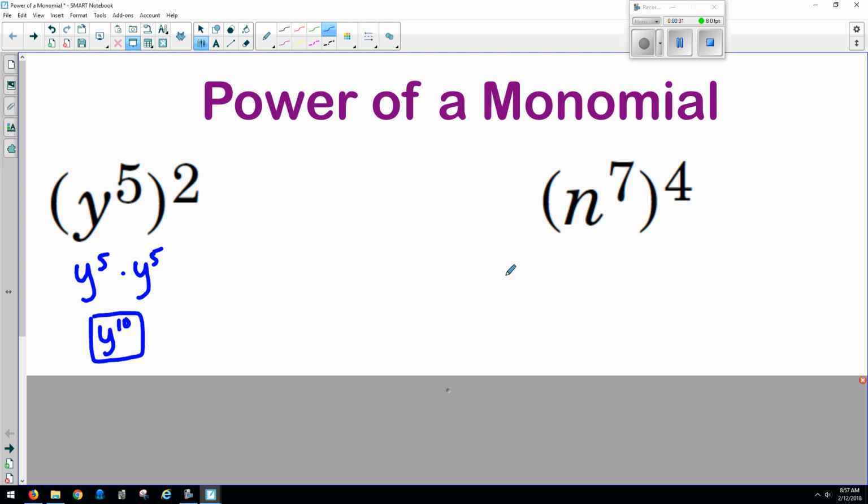Over here, I'm going to do the same thing. So this would be n to the 7th times n to the 7th 4 times. And when I add the exponents, I get n to the 28th. So there is a shortcut that we can use, and I'm going to show you that now.